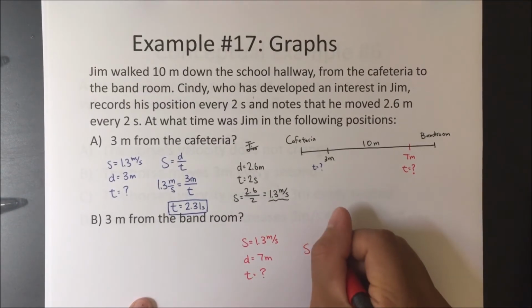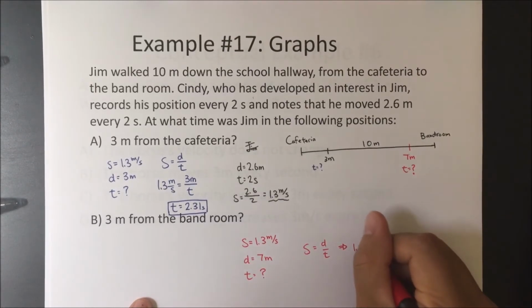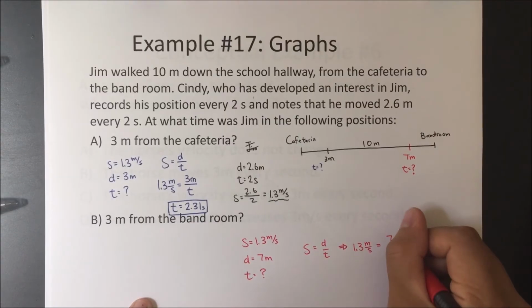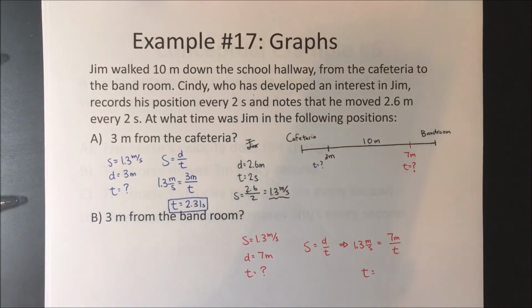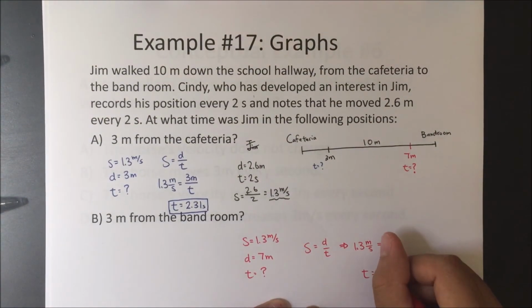Again, we use the same formula. Speed is equal to distance over time. And we get 1.3 meters per second is equal to 7 meters divided by the time. The time is going to be 7 divided by 1.3, which is equal to 5.38 seconds.